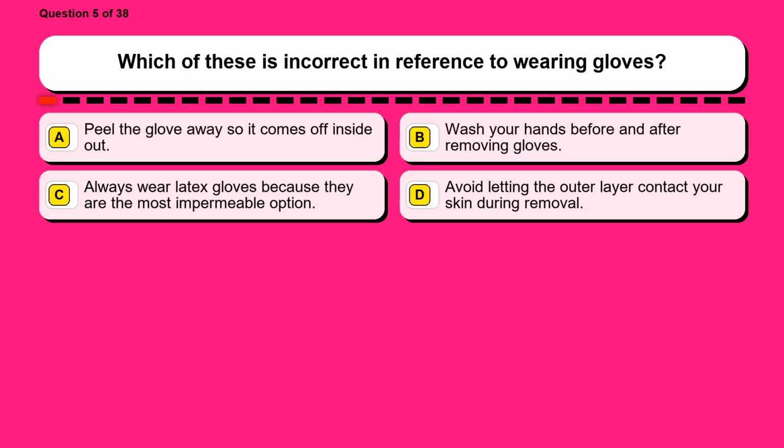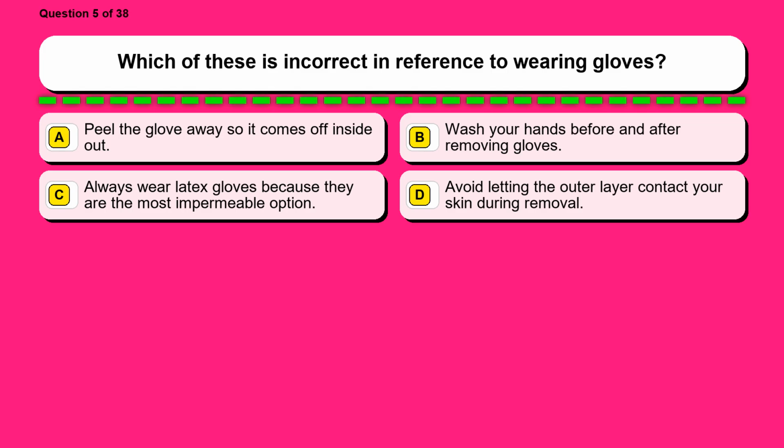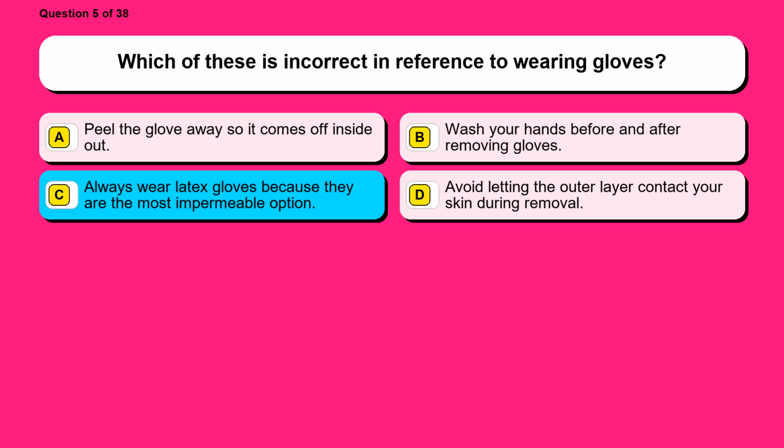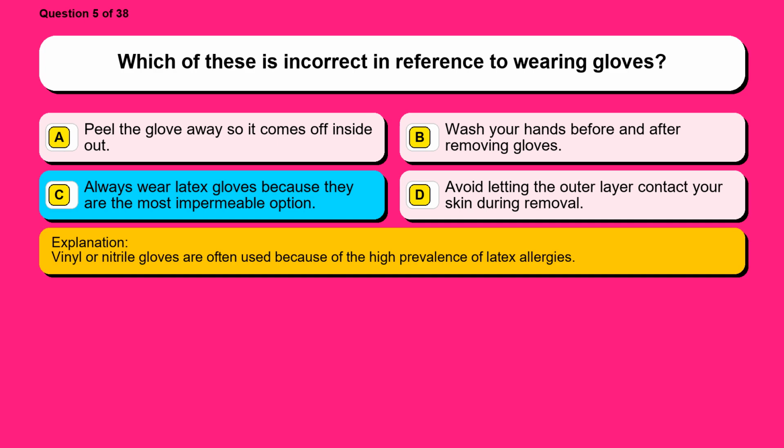Question 5. Which of these is incorrect in reference to wearing gloves? Option A, peel the glove away so it comes off inside out. Option B, wash your hands before and after removing gloves. Option C, always wear latex gloves because they are the most impermeable option. Option D, avoid letting the outer layer contact your skin during removal. The correct answer is option C. Vinyl or nitrile gloves are often used because of the high prevalence of latex allergies.